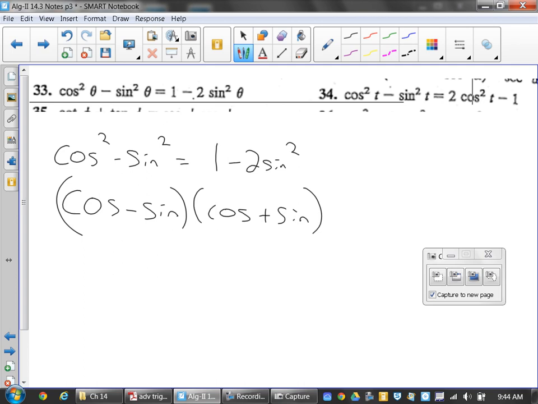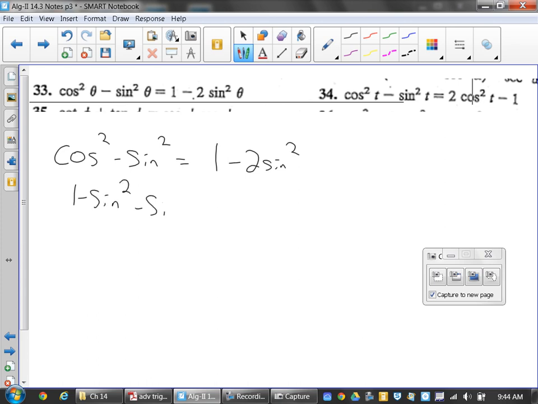Okay. Did you rewrite cosine squared in terms of sine squared? Yeah. Good. That's what you should do. Take a look at what happens here. We know that cosine squared is equal to 1 minus sine squared. Do you agree? So if I rewrite that as 1 minus sine squared, what do you get? 1 minus 2 sine squared. You're done.